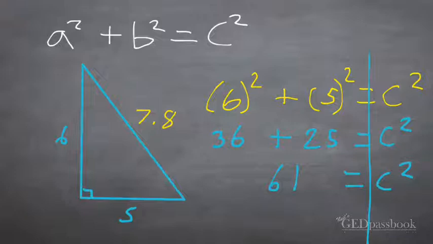By the way, a little hint for you. Your hypotenuse must always be bigger than either other side. These, side A and side B, should never be bigger than your C. If you ever come out with something smaller than a 6 or something smaller than a 5, you have the wrong number. You did something wrong. This long part is always going to be bigger.